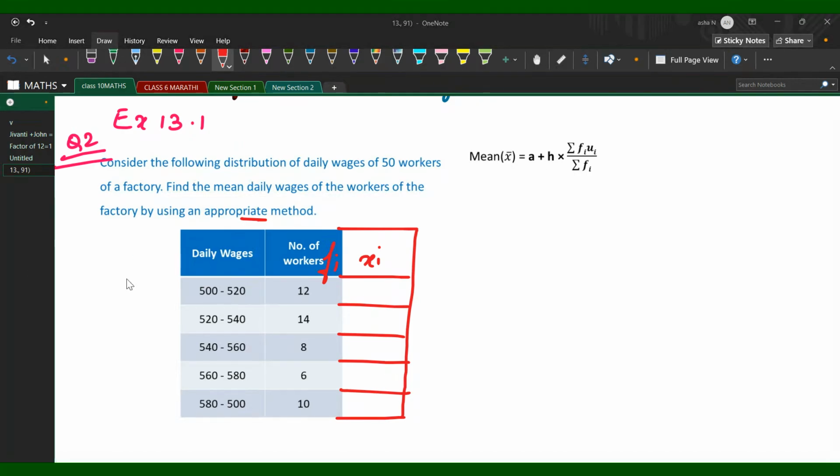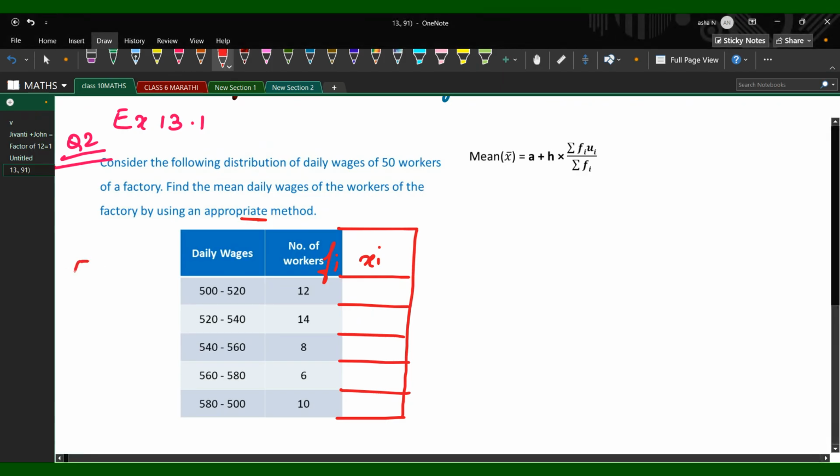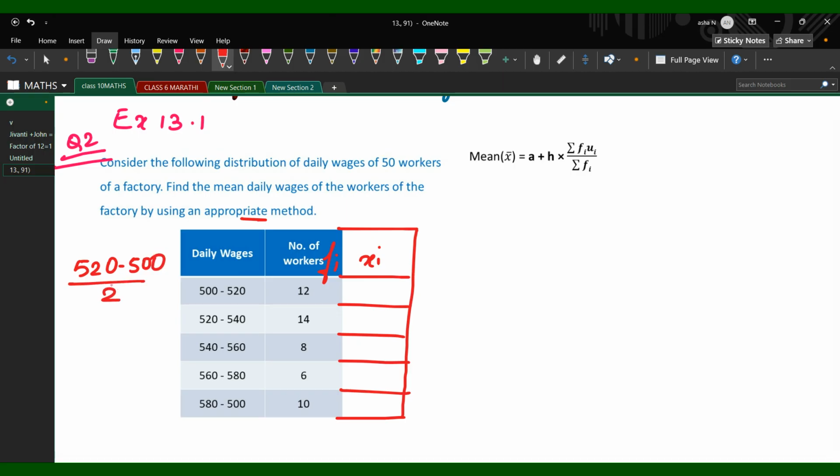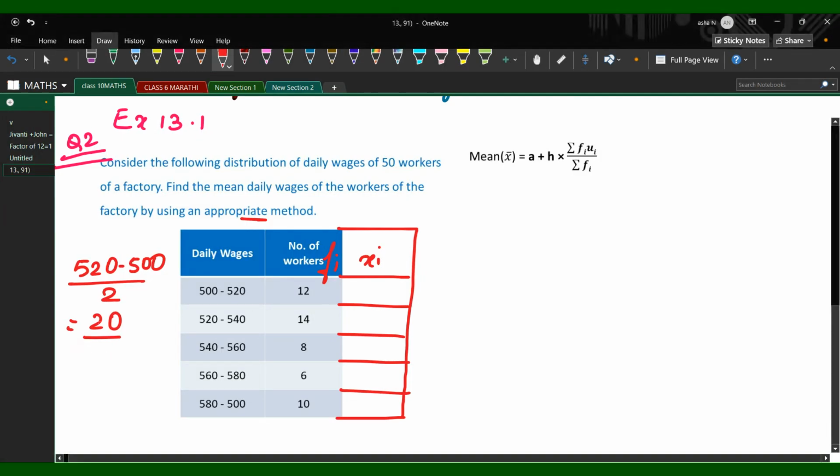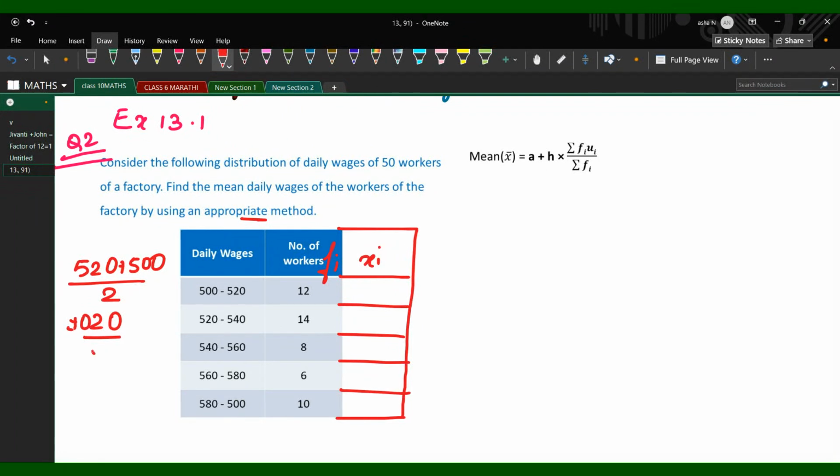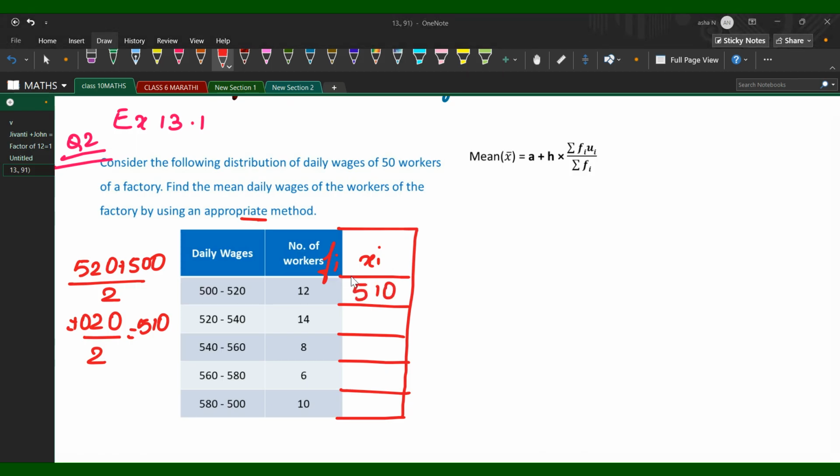Now let us find out xi, that is class marks. How will we do that? 520 minus 500 divided by 2. So basically we are finding the average. That's the reason we are dividing by 2. Oh yes, I'm so sorry, we have to add it, plus. Okay, 1020 divided by two. Two fives are 10, two ones are two. So it is 510.